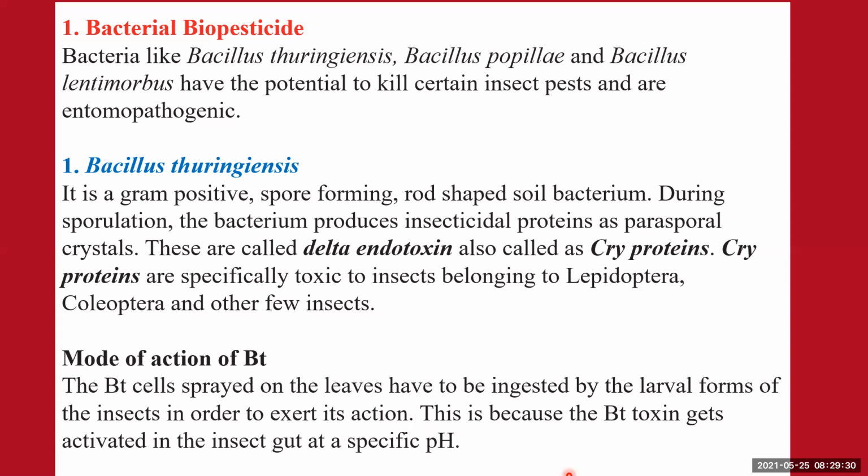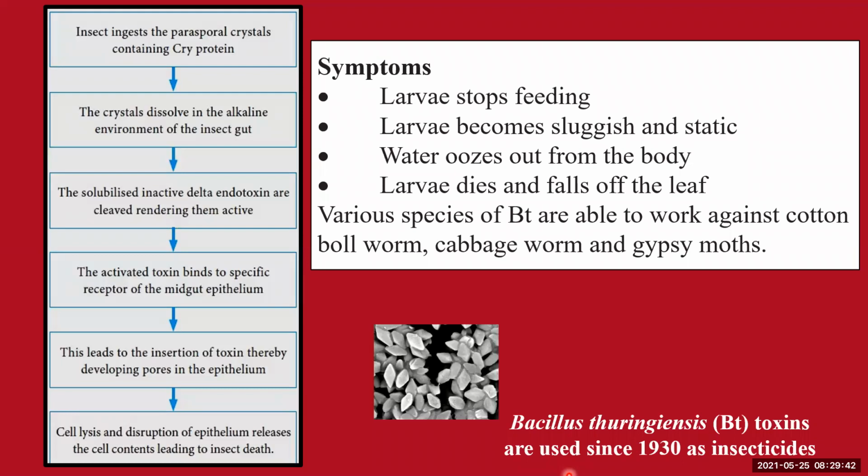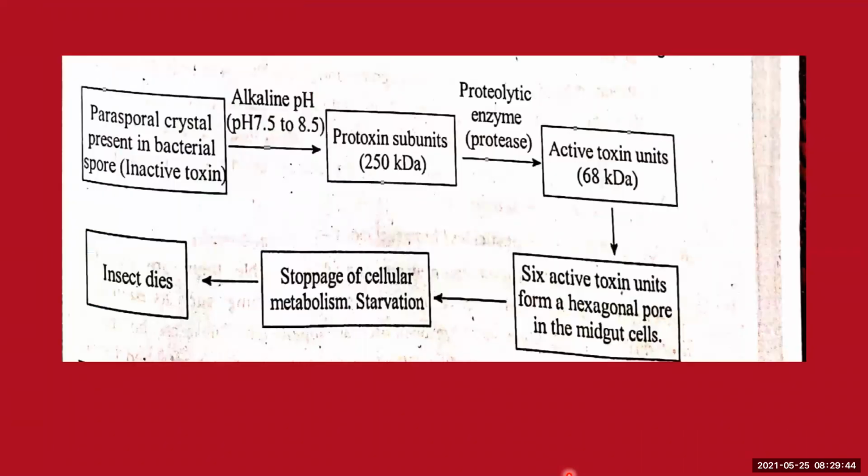When we spray the Bacillus thuringiensis culture on the leaves, and it produces spores, the insect larvae feed on the leaves, and along with that, they eat the spores of Bacillus thuringiensis. Now, when they eat the spores, what happens? The crystal protein is present in the spores in inactive form. The parasporal crystals are present in the bacterial spores in inactive form.